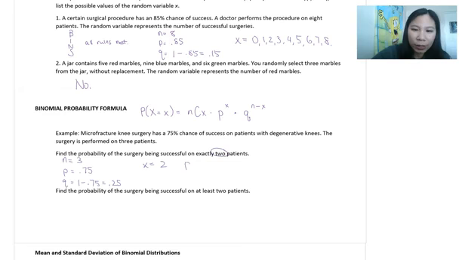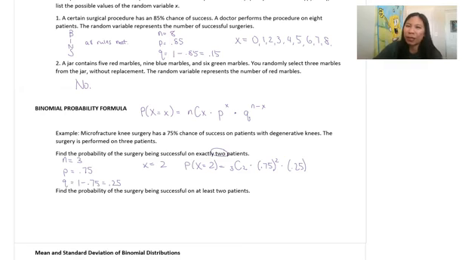Okay, so using my formula, this is what it's going to look like. We have the probability that our random variable X equals 2. Following the formula, our n is 3, so we're doing 3C2 here because out of the 3 total surgeries that we're looking at, we want 2 of them to be successful. We're going to multiply that by our probability of success, which is 0.75, and we want 2 successes, which means the failures, if there's 3 total, 2 successes, that means 1 of them has to be a failure. So 3 minus 2 would give us 1 failure.